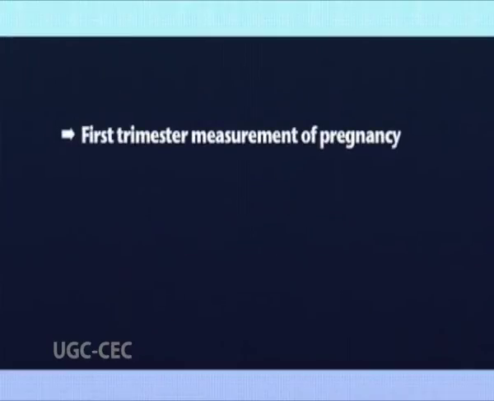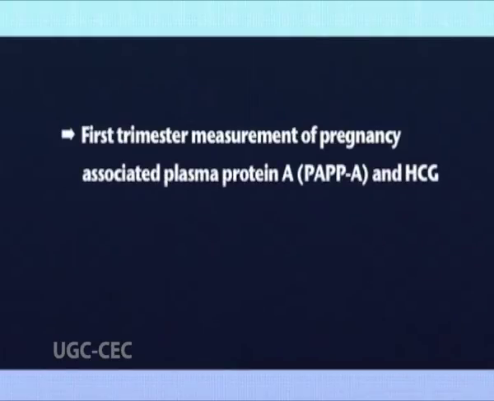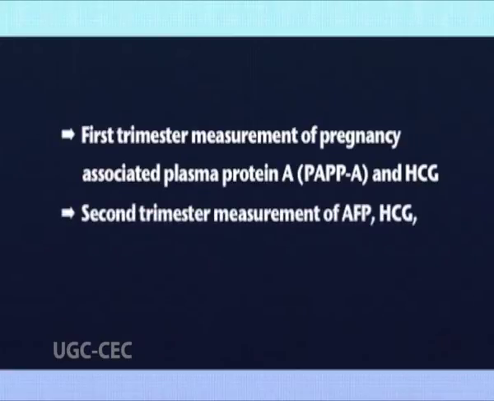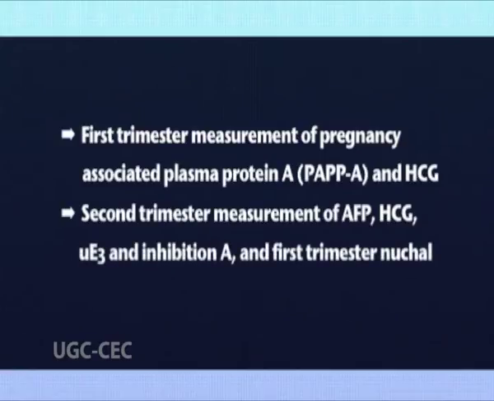Screening strategies include combinations of first trimester measurement of pregnancy associated plasma protein A and HCG, second trimester measurement of AFP, HCG, UE3, and inhibin A, and first trimester nuchal translucency measurement.